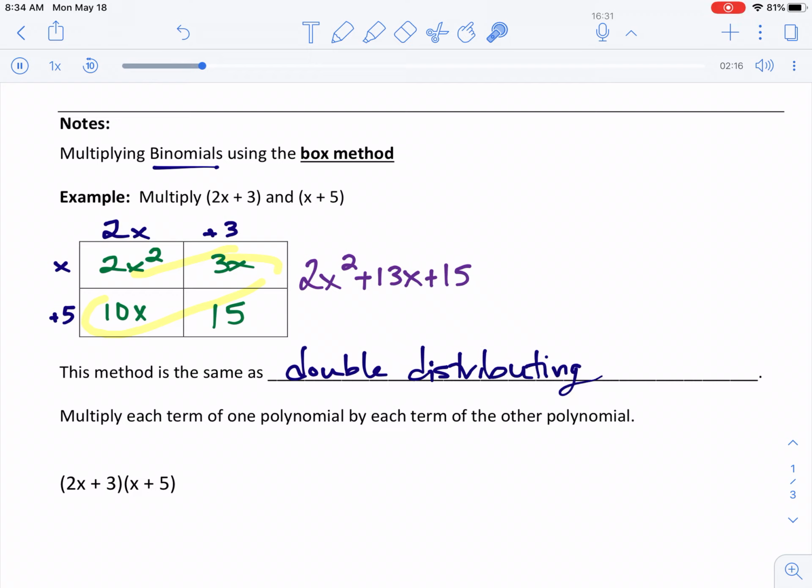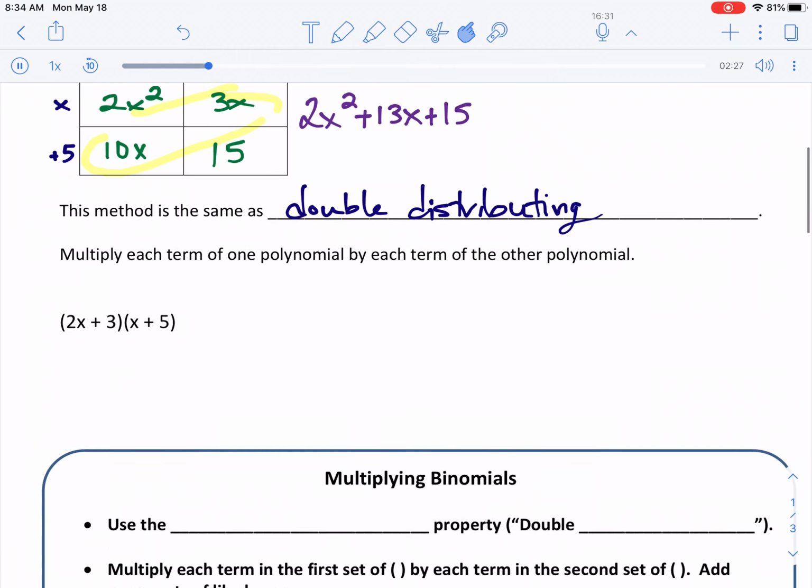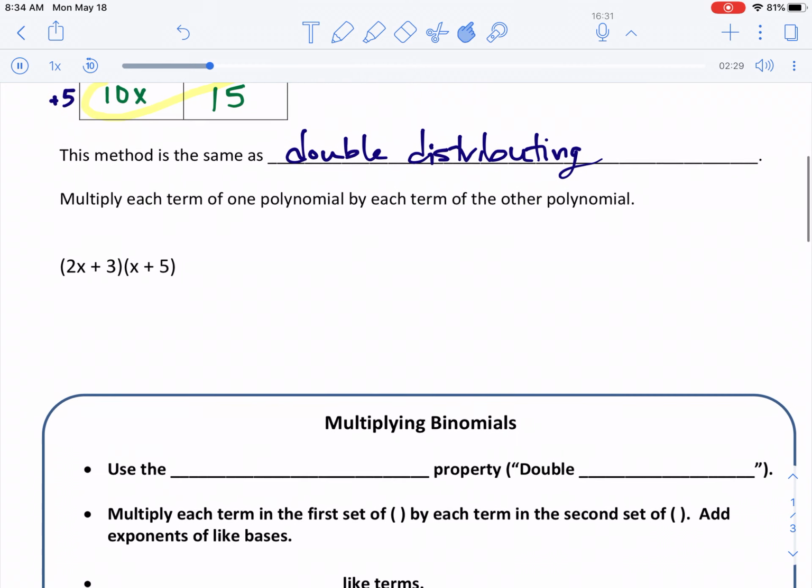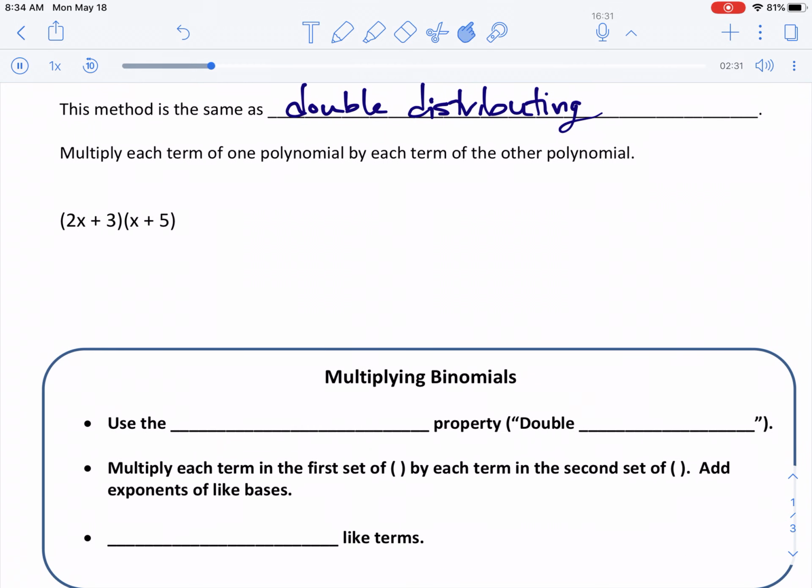All right. So what we want to do next is teach you how to do this double distributing without the box. Now, some kids prefer the box, which is awesome, so keep using the box method. But eventually you want to try to, after you've done this enough times, not use the box method because double distributing is pretty quick, and I think you'll get the hang of it when you practice.